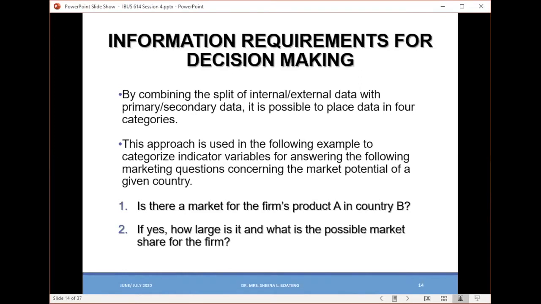So let's see an example. We are going to use the 4-way split approach to be able to answer the following 2 questions. Yes, Mr. Samatano, please speak up.